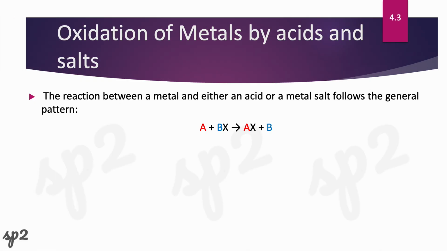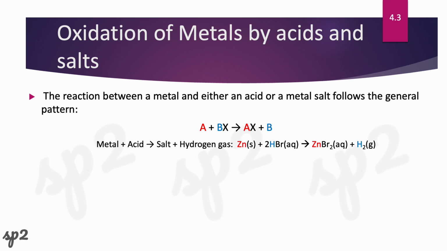Okay, so let's continue our discussion and take a look at the reaction between a metal and either an acid or a metal salt, which typically follows this general pattern. A plus BX goes to AX plus B, so I can have my metal plus the acid producing a salt plus hydrogen gas. For example, zinc reacting with hydrobromic acid produces zinc bromide and hydrogen gas.